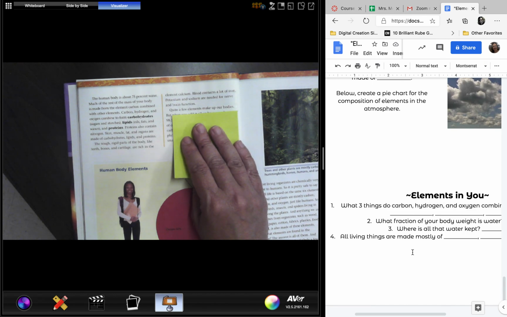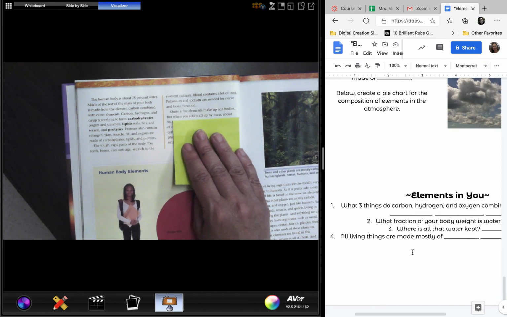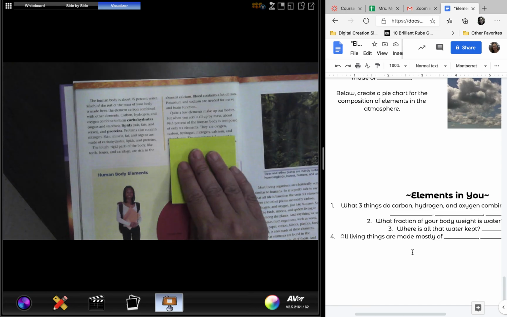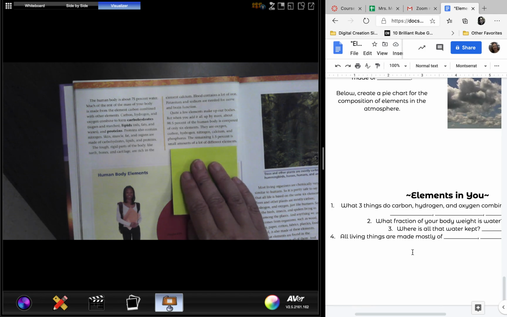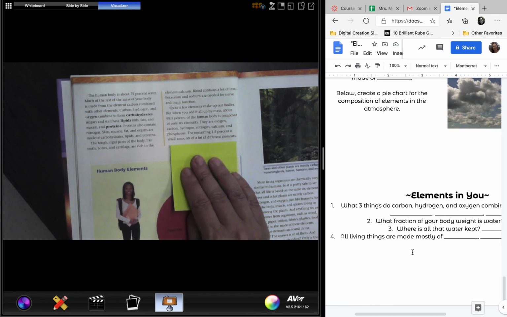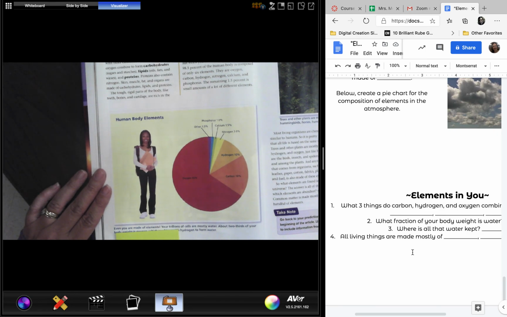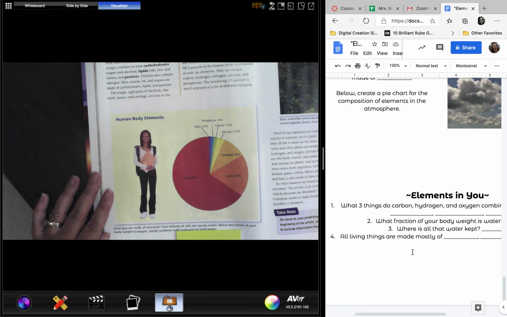Quite a few elements make up our bodies, but when you add it all up by mass, about 98.5% of the human body is composed of only 6 elements. They are oxygen, carbon, hydrogen, nitrogen, calcium, and phosphorus. The remaining 1.5% is a small amount of a lot of different elements. Even if you are made of elements, your trillions of cells are mostly water. About 2/3 of your body weight is oxygen, which combines with hydrogen to form water.